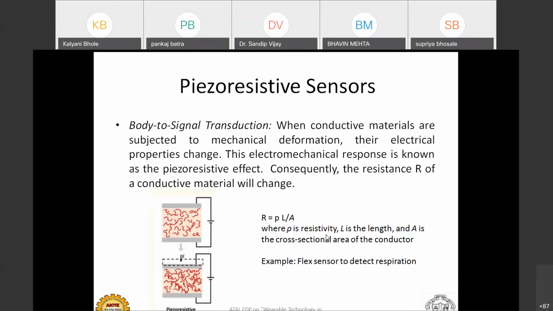So one example is a flex sensor, where when the flex sensor is bent or stretched, its resistance changes. So this is a kind of piezoresistive sensor.